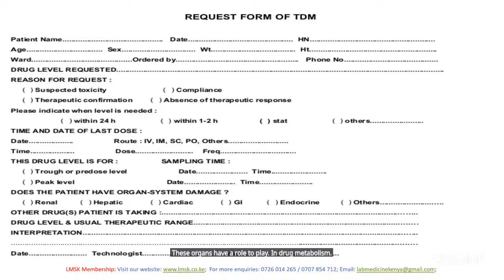You need to tell us which other drugs the patient is taking, because we know drugs can have what we call drug interaction. And as you will see, most of the patients who are monitored are doing what we call polypharmacy. They are taking more than 5 drugs. Then finally, you need to give an interpretation and sign off the request. So this is how a TDM request looks like.